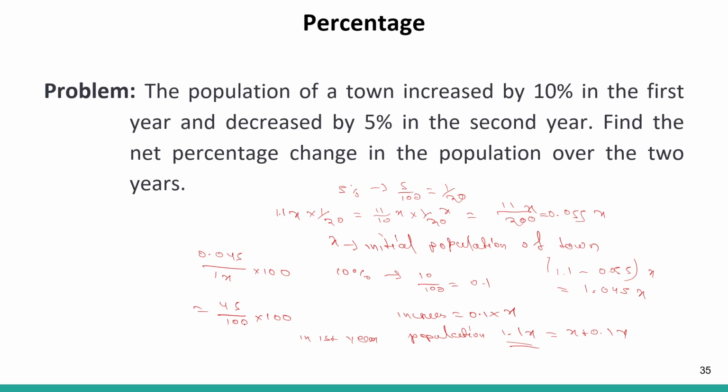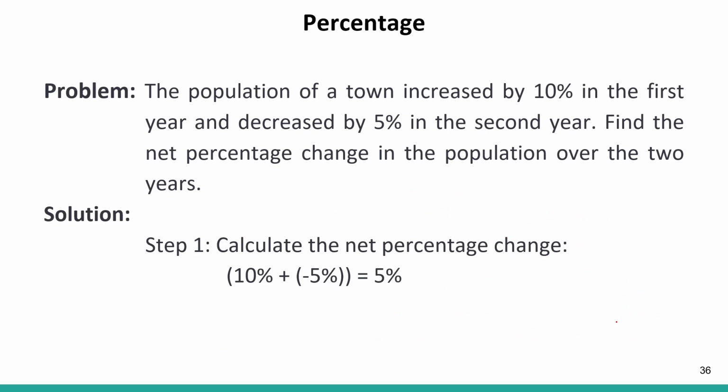So 4.5% change. Okay, and let's see whether this is an increase or decrease. So the original is 1x, and the final is 1.045x. The difference is 0.045x. So this is an increase. Okay, let's see the step by step solution. So let's calculate the net percentage change. So this is 10 plus minus 5 is equal to 5.